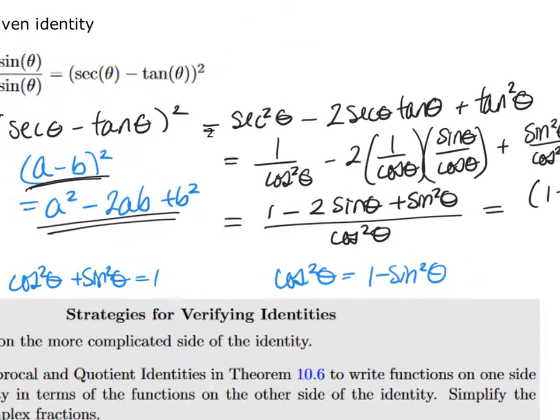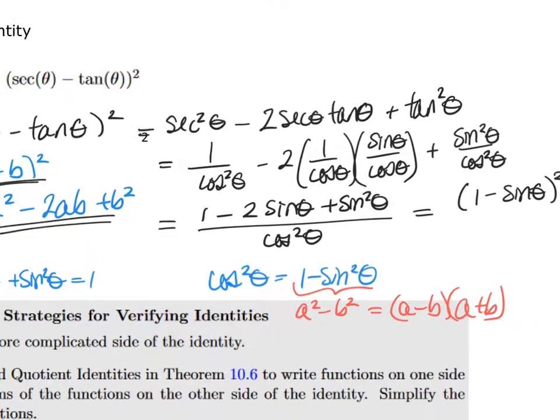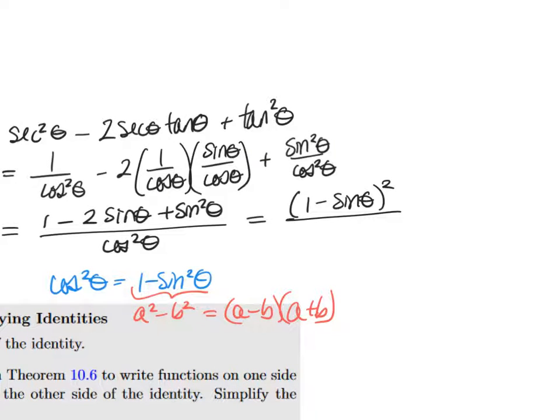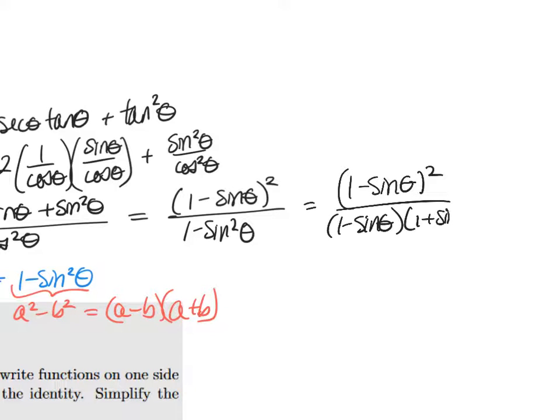So this right here has the form of a squared minus b squared. Two things squared with a minus between them. What does this factor into if I have a squared minus b squared? It's going to be a minus b, and what else? A plus b. So using that knowledge, this denominator is 1 minus the sine squared theta, which is equal to 1 minus the sine of theta, quantity squared, in the numerator. And in the denominator, I'm going to factor as the difference of squares. So 1 minus the sine theta, 1 plus the sine theta.